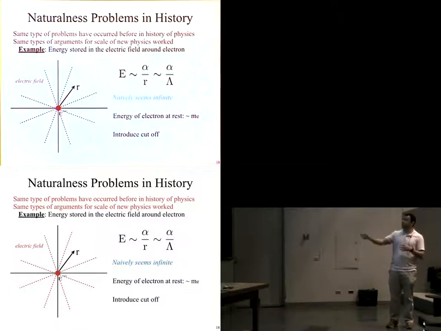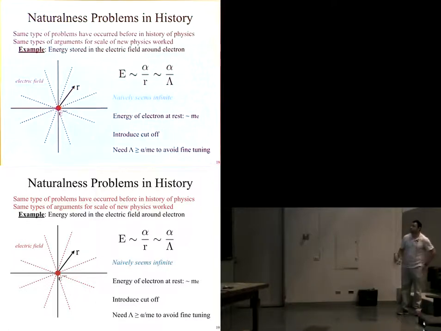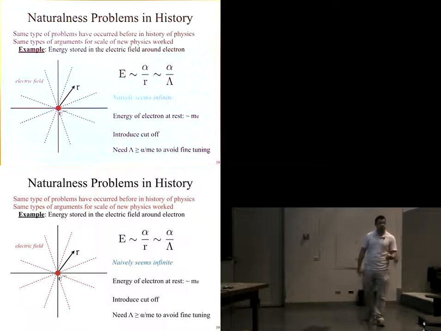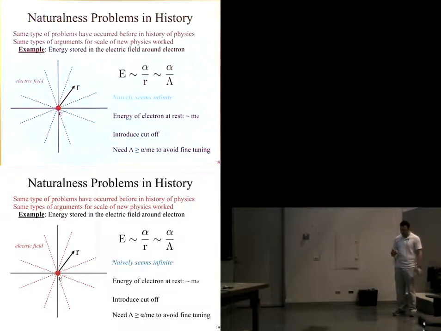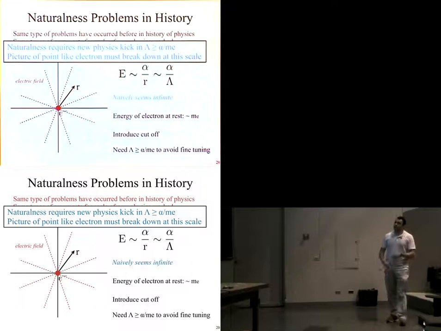So you could introduce this cutoff or this finite size to the electron, and you can estimate at what scale, what size does the electron need to be, or what size does this calculation need to break down at in order to make sense of this in terms of the electron mass. And if you think about it, if you equate this energy with the electron mass, then this scale needs to be roughly alpha over the mass of the electron. Right, so that's right here. Of course, you could also say, well, the electron is much smaller than this, and you just have this fine-tuning between what the electron mass is and what the energy in the electromagnetic field is. But if you want to avoid that fine-tuning, this scale needs to be given by alpha over the electron mass.